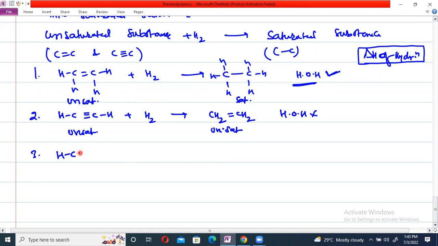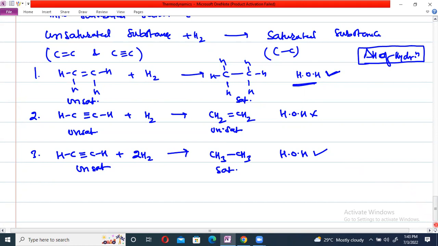Here, HC triple bond CH. Suppose we added 2 moles of hydrogen here. So what will I get? CH3 single bond CH3. Now we can say this is unsaturated and it is converted into saturated, which means this will have the heat of hydrogenation, right? So this is the way they will ask you to calculate the heat of hydrogenation and so on.